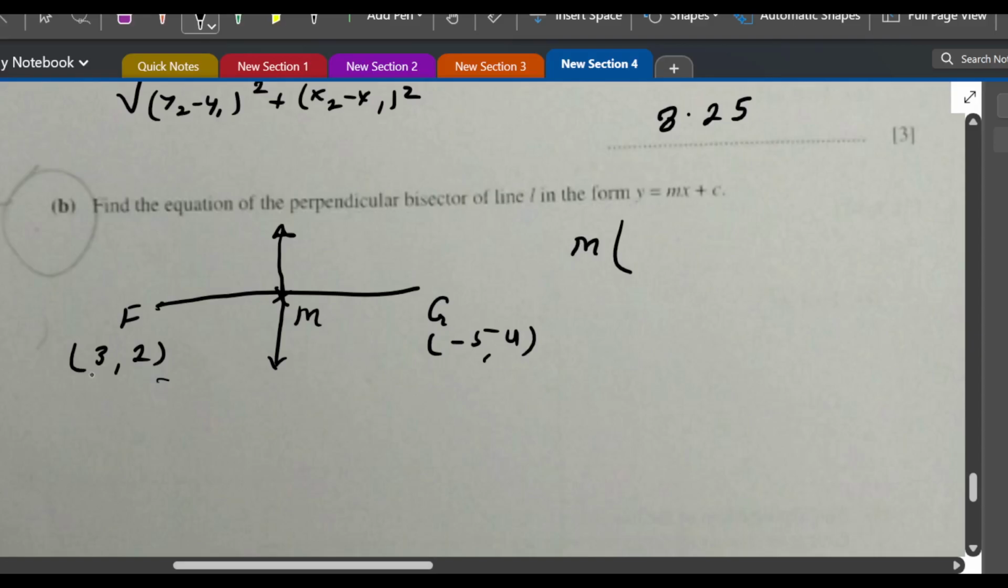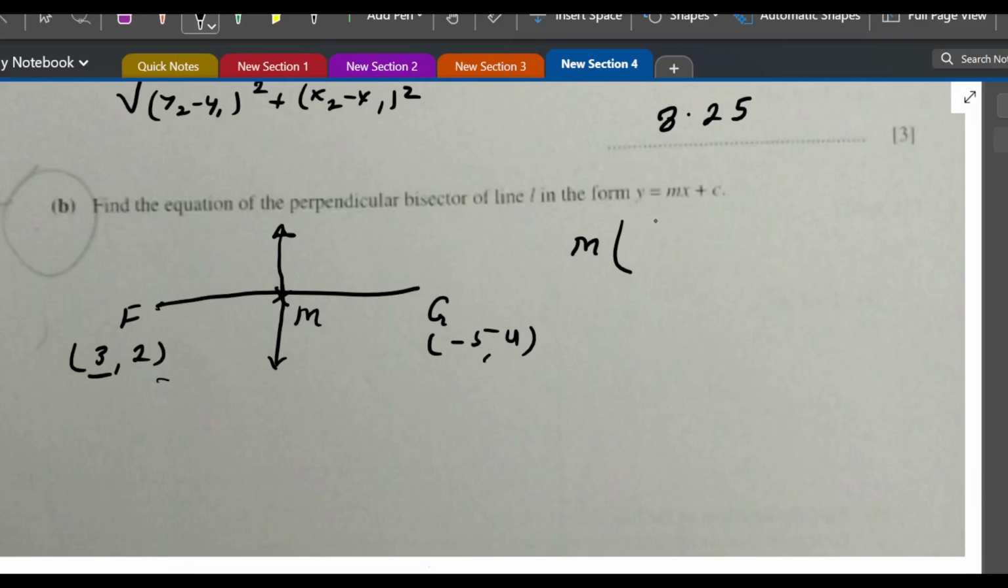Yes, so midpoint: 3 minus 5 divided by 2, comma, 2 plus 4 divided by 2. 3 minus 5 is minus 2, divided by 2 is minus 1. 4 plus 2 is 6, 6 divided by 2 is 3. So the midpoint is minus 1, comma 3.